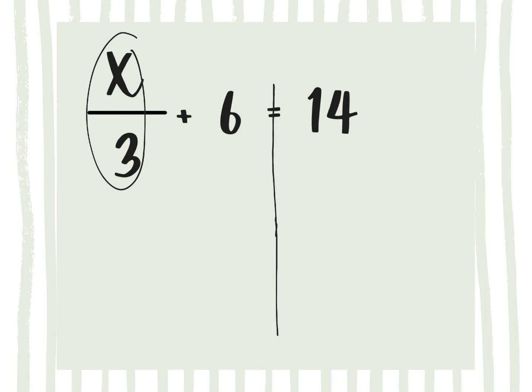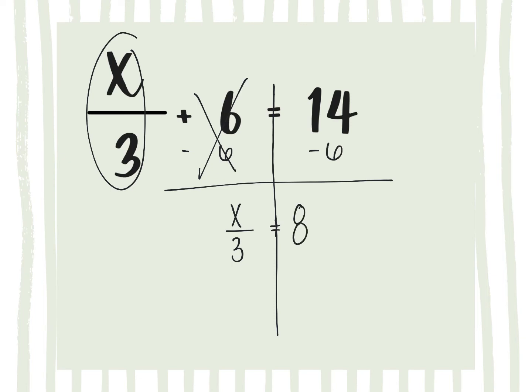Now, in order to isolate that, I need to remove the plus 6, and I do that with the opposite operation. So I subtract 6 from both sides. That leaves me, as you know, with a 0 here. And thus, I can bring down my x over 3 and set it equal to 14 minus 6, which is 8.